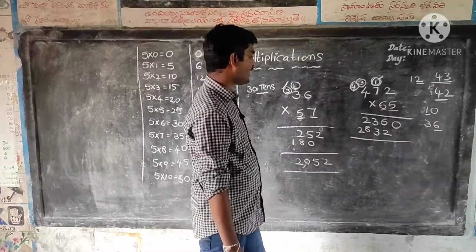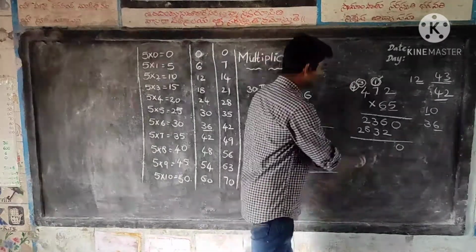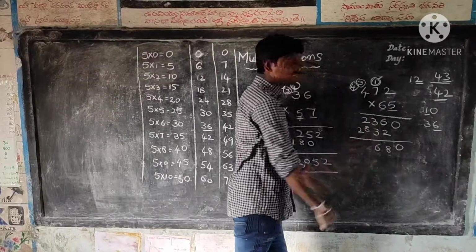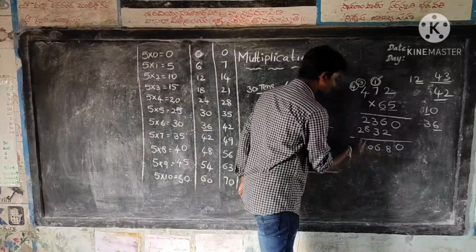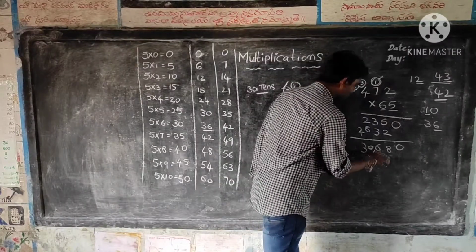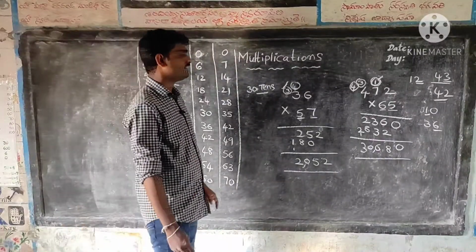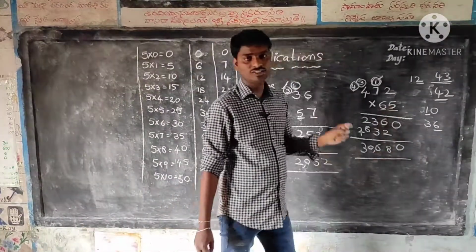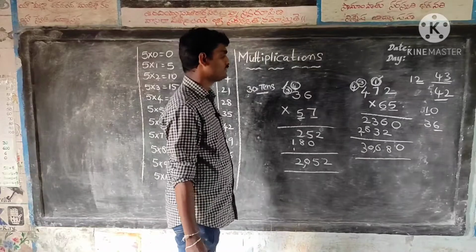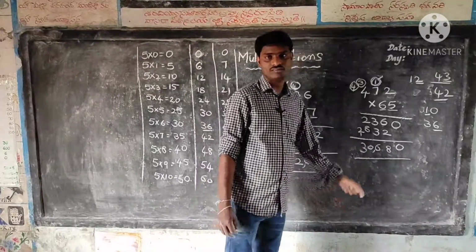Then after that you have to add both the answers. 0 plus nothing, 0. 6 plus 2, 7, 8. 3 plus 3, 6, 8 plus 2, 9, 10, 0, 1 carry, 2 plus 1, 3. So our answer is 30,680. Okay children, first you multiply the number with the ones place digit, then after you multiply the same number with the tens place digit, and after you add both answers, you will get the final answer.